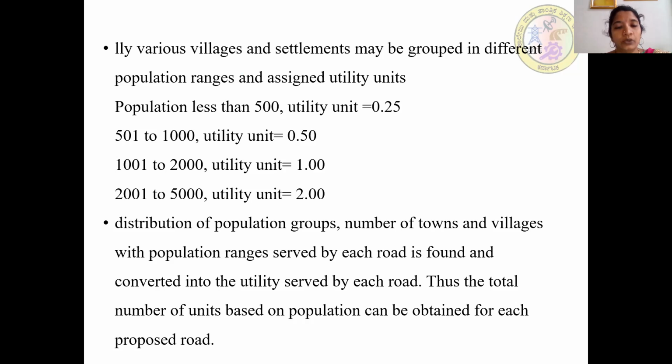So now distribution of population groups, number of towns and villages with different population ranges served by each road is found and converted into utility served by each road system. Thus, total number of units based on population can be obtained for each proposed road.